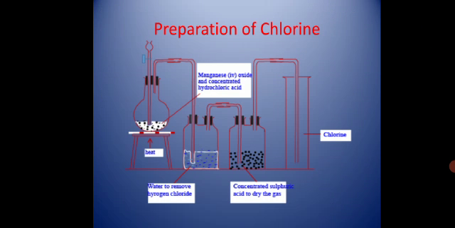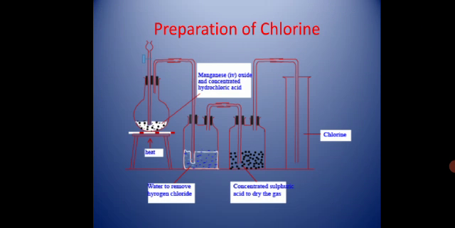Then I have taken another Wolf's bottle which contains concentrated sulfuric acid, which acts as a drying agent or dehydrating agent to remove the moisture present in chlorine. And finally I have collected chlorine by the upward displacement of air, because chlorine is quite a heavy gas. In this way we can prepare chlorine.